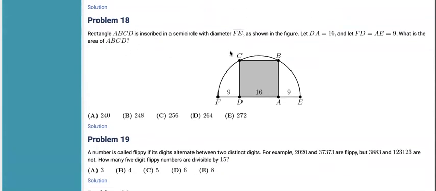But problem 18, rectangle ABCD is inscribed in... that looks like a square, buddy. That looks like a square. Like you can't convince me otherwise. Rectangle ABCD is kind of okay.